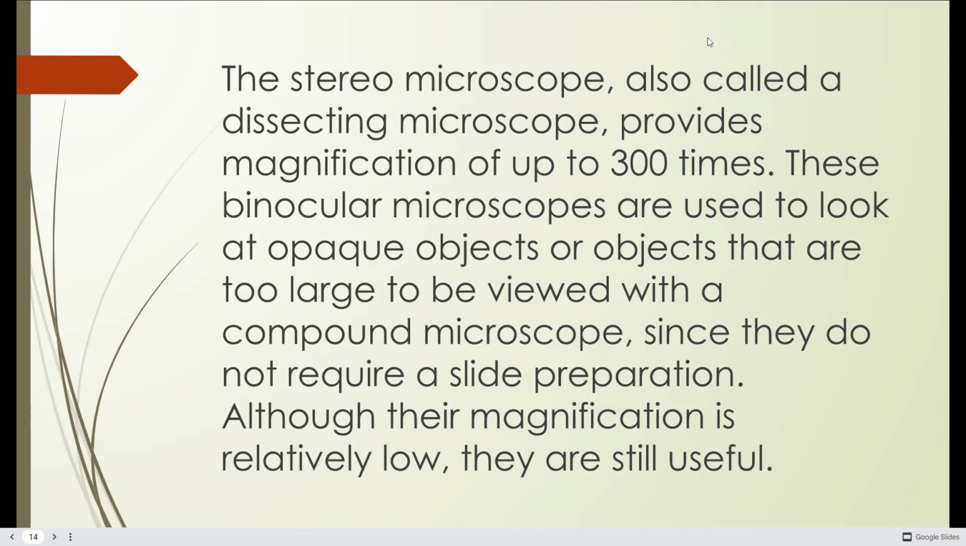That's like when you dissect a frog. After you dissect a frog, you can observe the different parts. If you want to observe, for example, the blood vessels or the flow of blood from the arteries, then you need the stereo microscope. Since they do not require slide preparation, you don't need to prepare your specimen. You can just observe it under the stereo microscope.